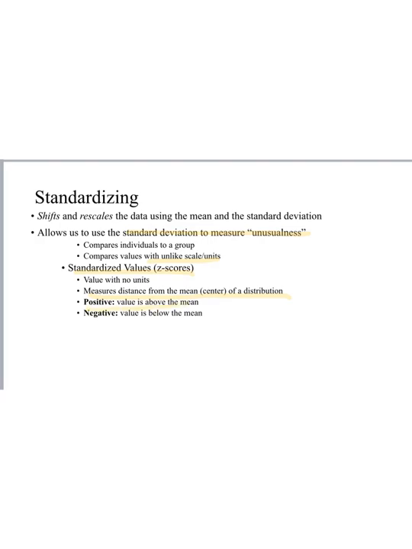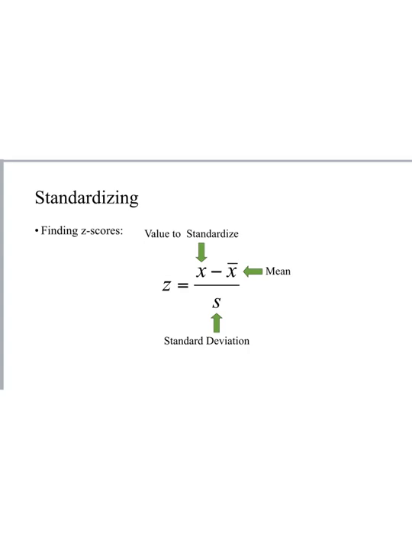If my z-score is positive, that means I am so many standard deviations above the mean. If it is negative, then I am so many standard deviations under the mean. This is how we find a z-score. I take my value I want to standardize, subtract the mean, and I divide by the standard deviation.